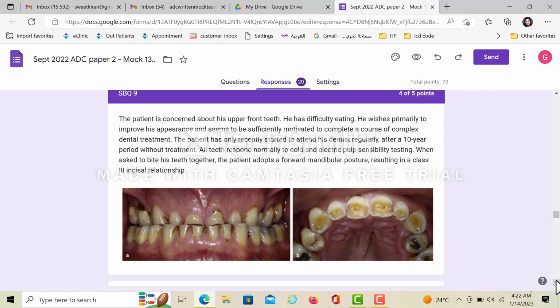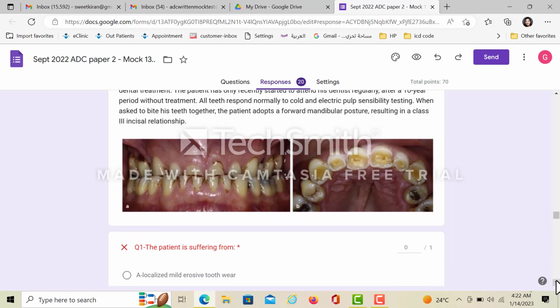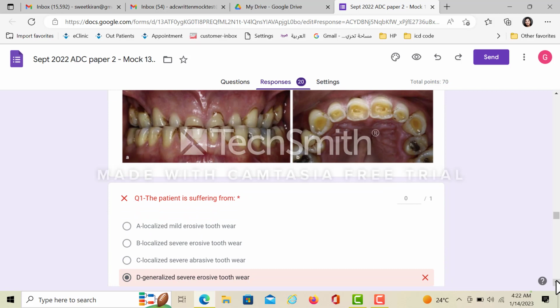When asked to bite his teeth together, the patient adopts a forward mandibular posture, resulting in a class 3 incisor relationship. So while biting, he's getting his mandible ahead. Okay. So what is the patient suffering from?